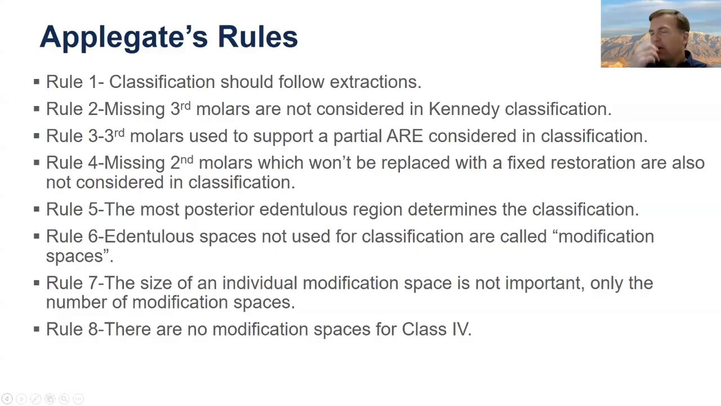So you'll see this case is a class 1 with an anterior modification space, which is our 6th rule. And the modification space doesn't really matter how big it is, it just matters that it exists. And so obviously class 4 wouldn't have a modification space, because if it did, it would be something posterior that would then change the nature of the case.